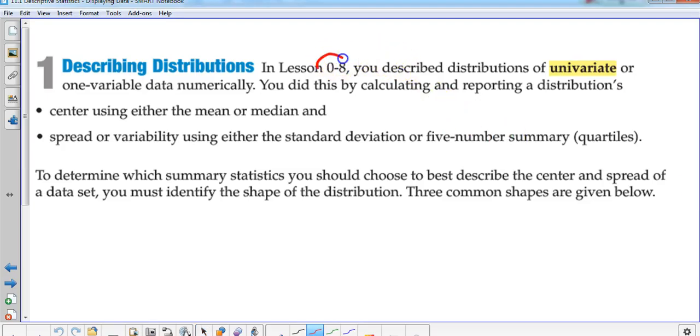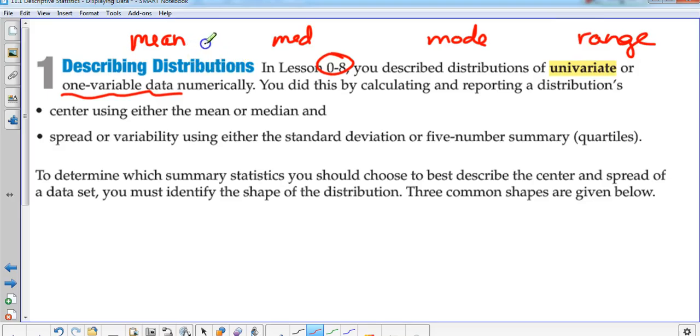This says that in lesson 08, which would have been August, we didn't actually even do lesson 08, but we talked about some things in chapter 0. I'm not even sure we did this, but basically what you should remember are things that deal with one variable data, which would be the mean, the median, the mode, and the range. Does everybody remember what all these mean?